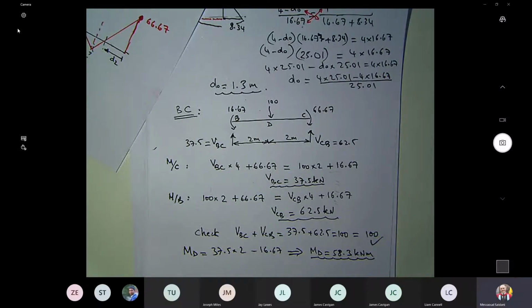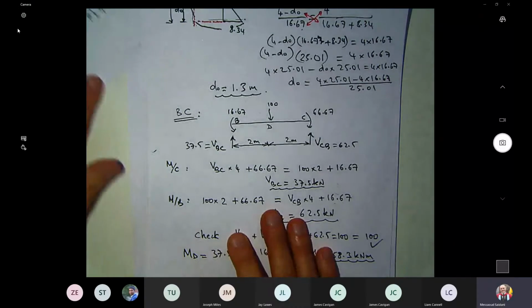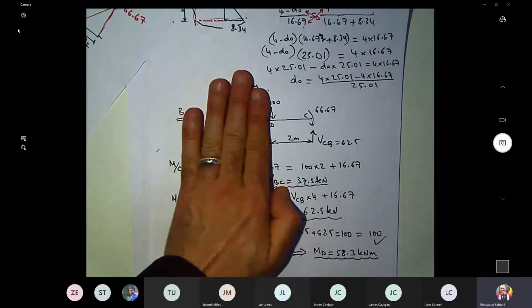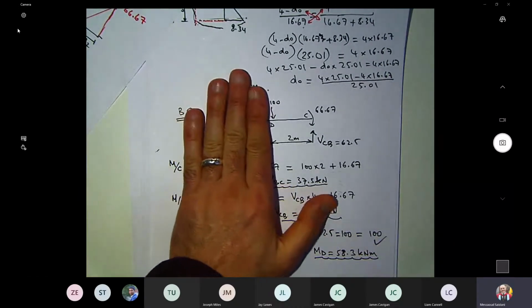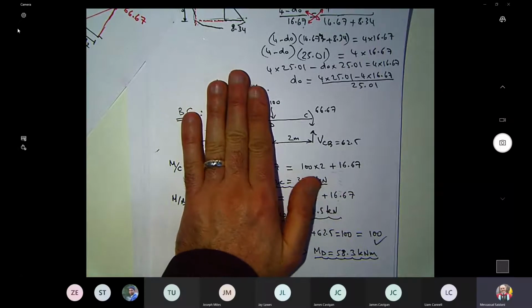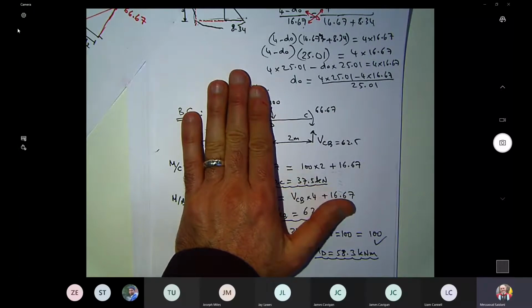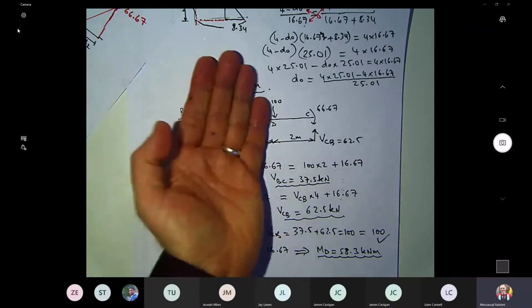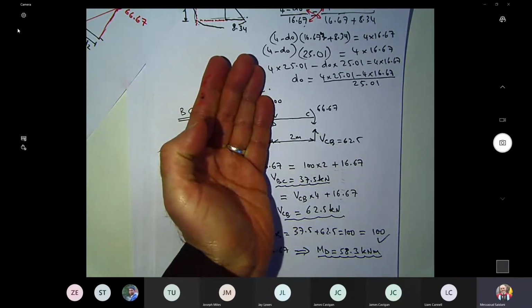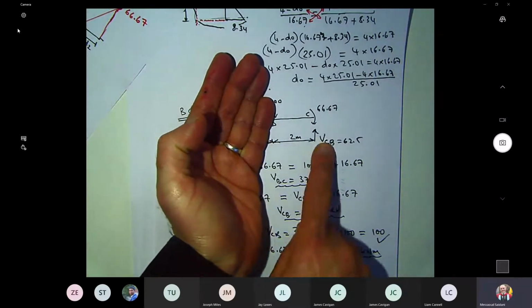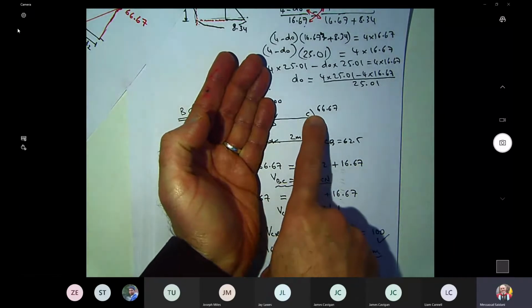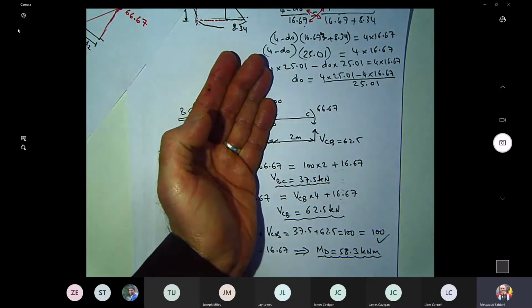And a question for you. Using your calculator, can you work out MD from the right, please? Just see if you can do it. See if you can get the same 58.3. Calculate MD from the right side. Yeah, so you do VCB times 2 minus 66.67.